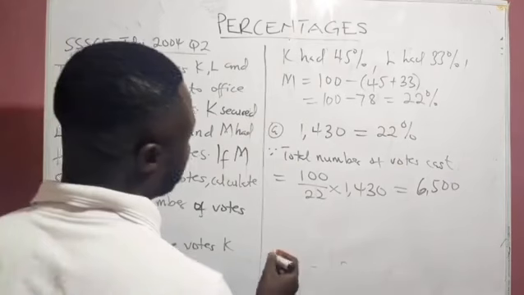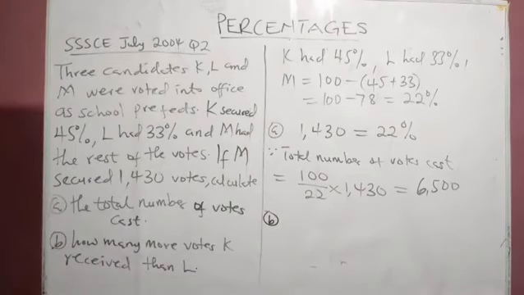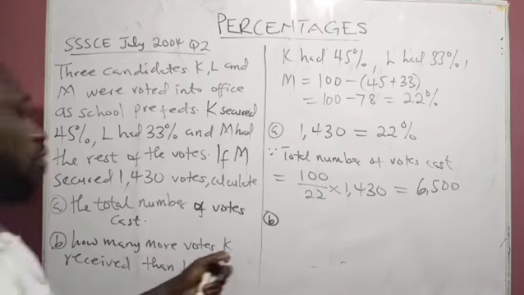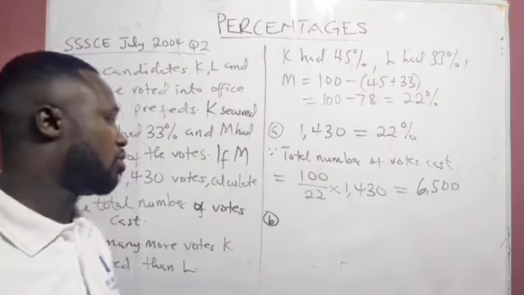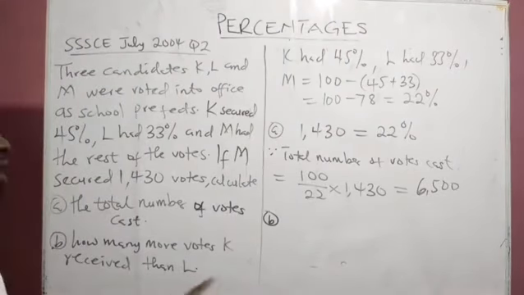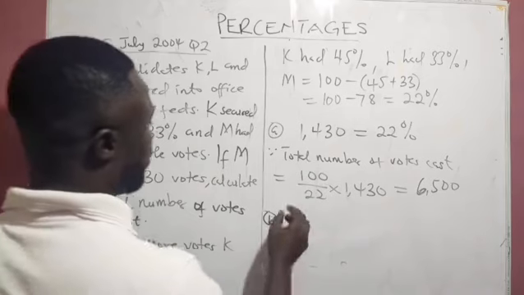But B. How many more votes K received than L? So we are going to find the number of votes K had and find the number of votes L had, and the difference will give us the number of votes K had more than L. All right. So K votes.